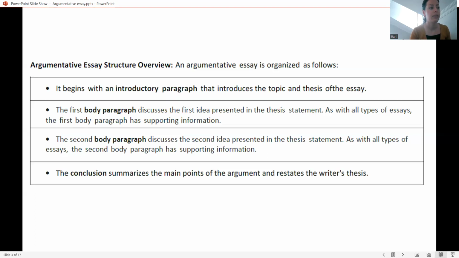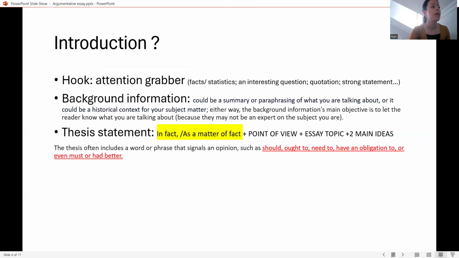The introductory paragraph includes our topic and thesis statement, and then we have the first body paragraph, which discusses the first idea in the thesis, plus the topic, and the second body paragraph again has a topic plus the second body idea, and then we have the concluding paragraph, which summarizes the thesis statement.